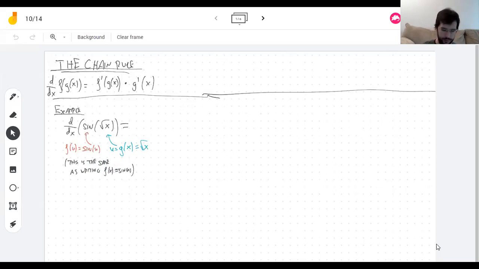So one way to think about this is that we're doing sine of u, and u is the square root of x. So the chain rule says I need to take the derivative of sine applied to u and multiply it by the derivative of u applied to x.